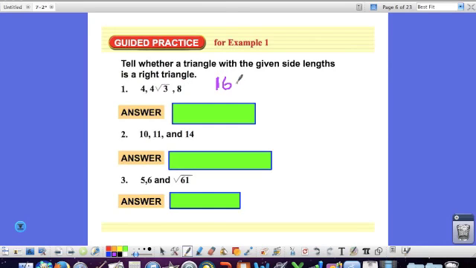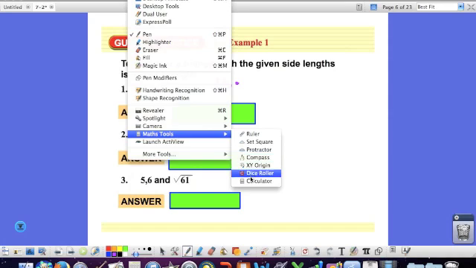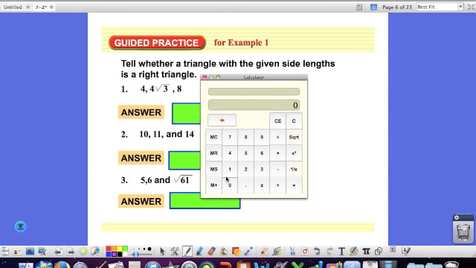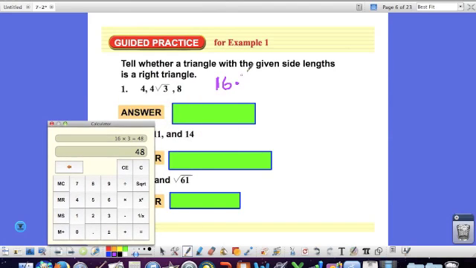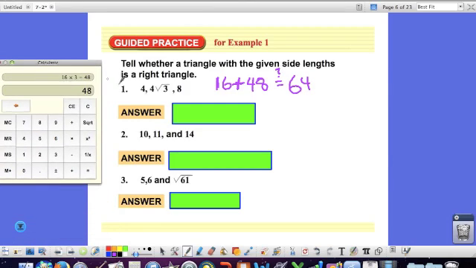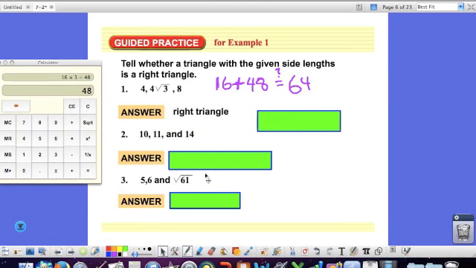is 16. 4 times 4 times 3. So 16 times 3 is 48. So 4 plus 48, if that equals 64, then it is a right triangle.